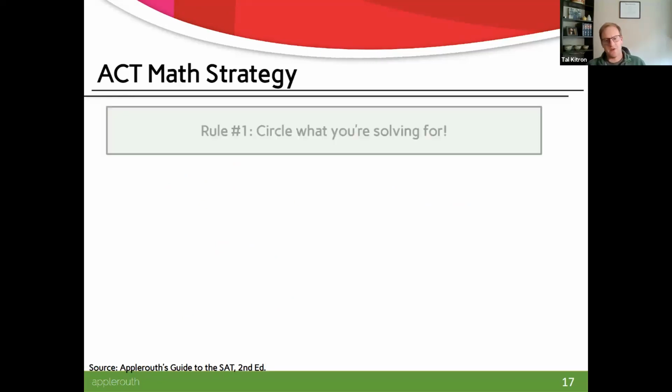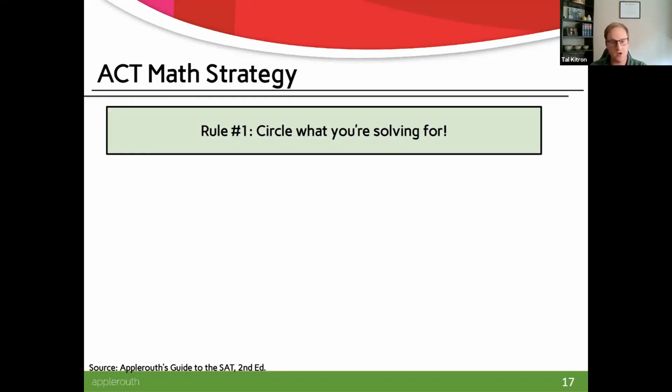So strategy for this section, probably every math teacher ever has told you to show your work. I will also add circle what you're solving for. A lot of people go wrong because they solve for y and forget to plug back in for x. Or solve for x, didn't realize that we needed 3x. So circle what you're solving for, maybe even write it down in the margins.